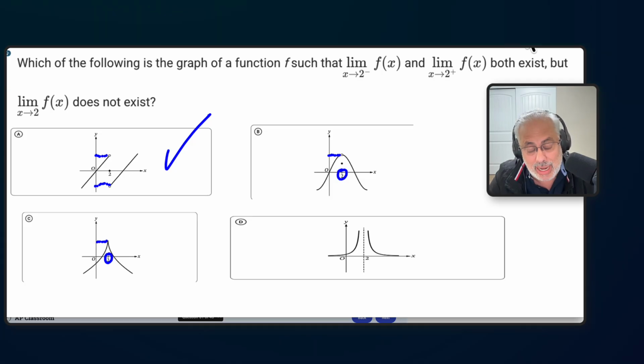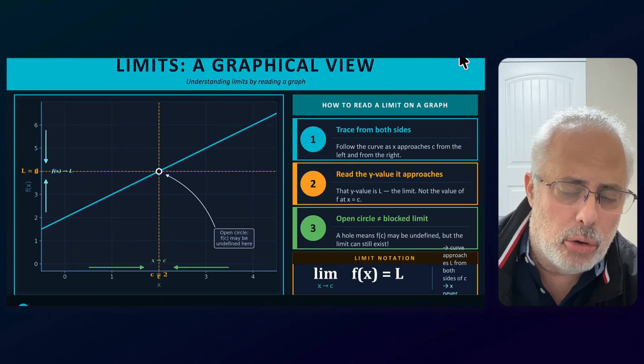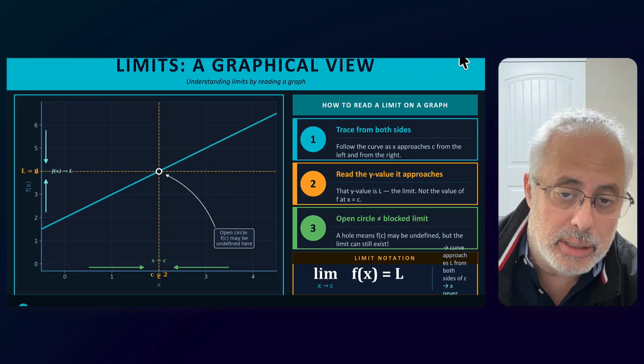Visualization. Algebraic approach. This is limit in the AP exam. Now you're ready to start practicing limit questions.